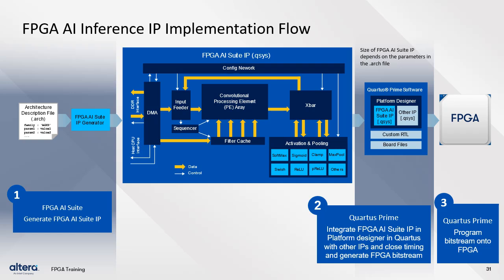The FPGA AI Suite IP integration flow is listed in the slide. Step 1. Generate FPGA AI Suite IP. Step 2. Integrate FPGA AI Suite IP in Platform Designer in Quartus with other IPs, close timing and generate bitstream. Step 3. Program bitstream onto FPGA.